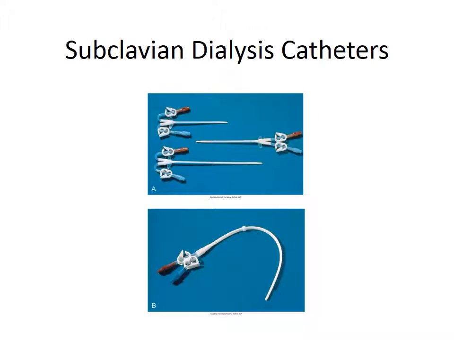This slide here shows several types of subclavian dialysis catheters. If you notice, the red cap is for the arterial blood and the blue cap is marked for the venous access.